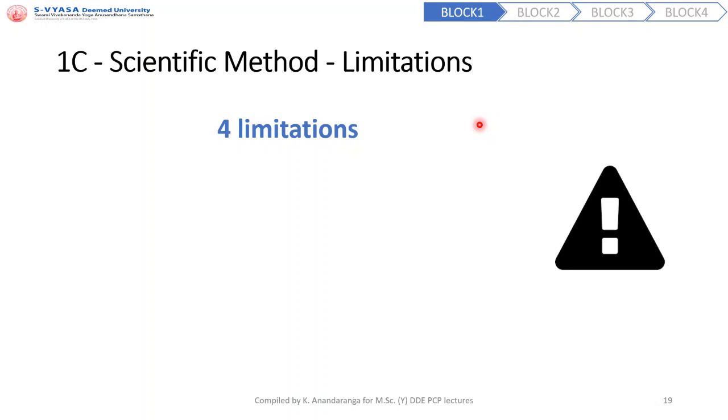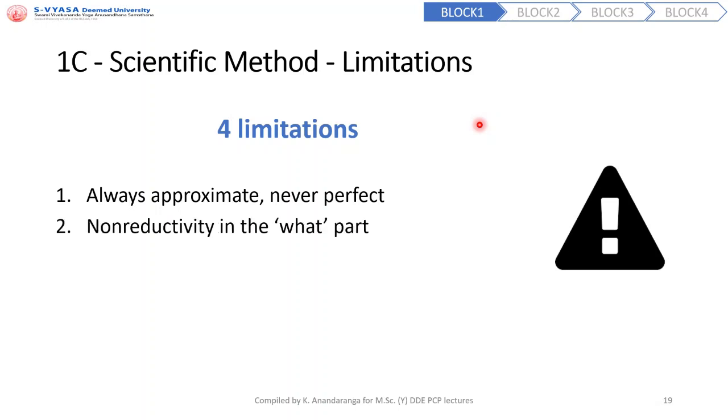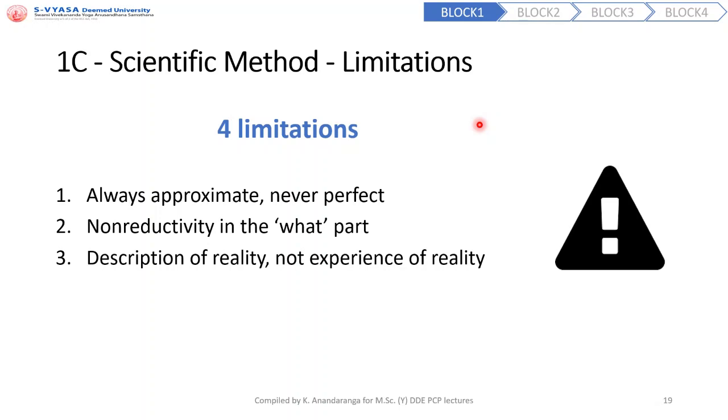The third part of the scientific method is talking about limitations. Broadly speaking, we can think of 4 limitations in the scientific method. The first is that science and scientific outputs are always approximate, they are never perfect. There is non-reductivity in the what part. We will understand what each of these terms mean in the subsequent slides, but just be aware that there are 4 limitations. The third of them says that science is good at a description of reality, not necessarily the experience of reality. And finally, science completely excludes subjective aspects.